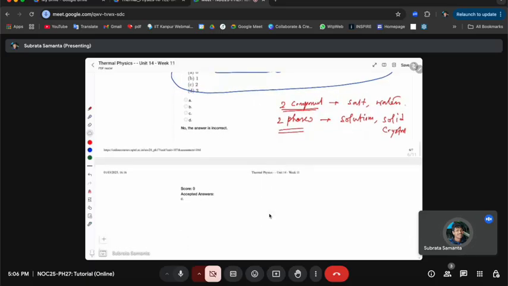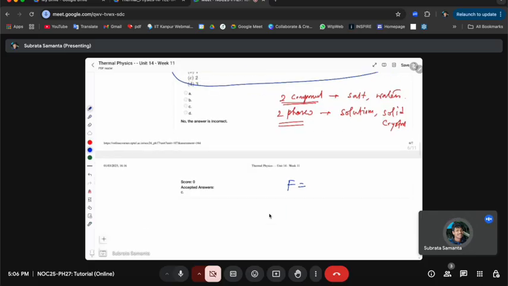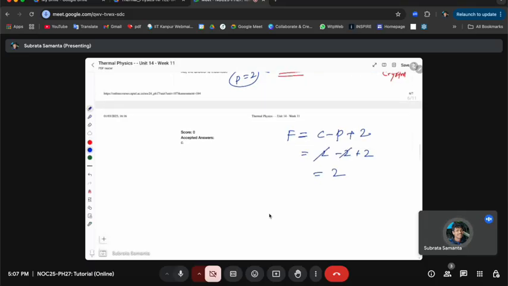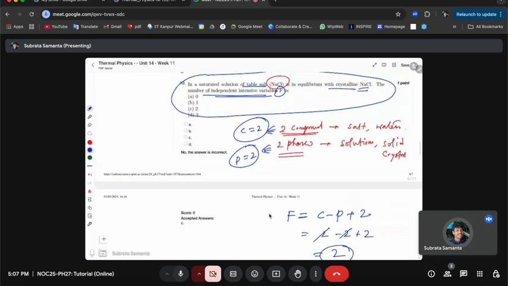Okay, so then according to the Gibbs phase rule, your F, the number of independent intensive variables, the degrees of freedom, okay, is C minus P plus 2, right? So C is 2 components, so C equals 2, and two phases, P equals 2, right? So this is basically 2 minus 2 plus 2, so it's 2, right? So that means the number of independent intensive variables is 2, right? So option C is correct.